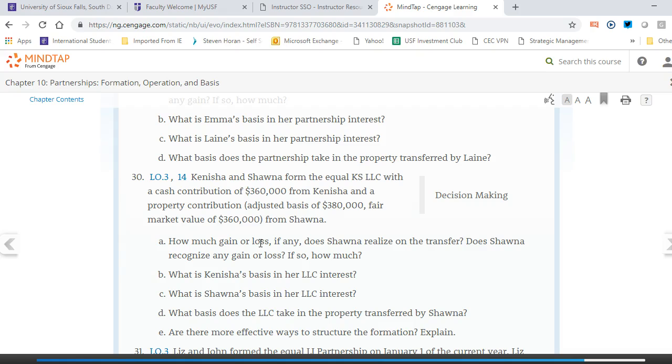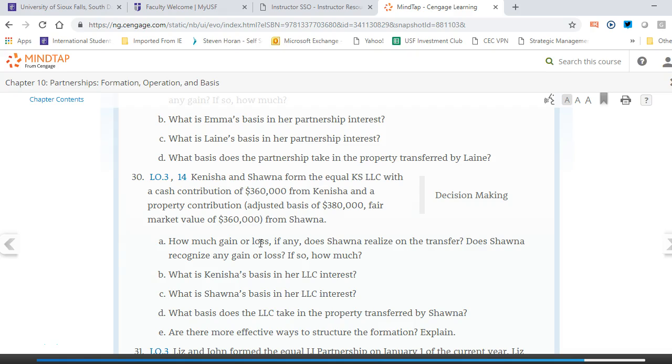B, what is Kenesha's basis? The basis for Kenesha is the $360 worth of cash. So the cash she contributed is her basis. Letter C, what is Shauna's basis? Shauna's basis is the basis of 380. Okay, the basis of 380. Letter D, what basis does the LLC take in the property transferred? Letter D, the answer is 380, the basis that it received. So it just steps in the shoes and gets that basis.